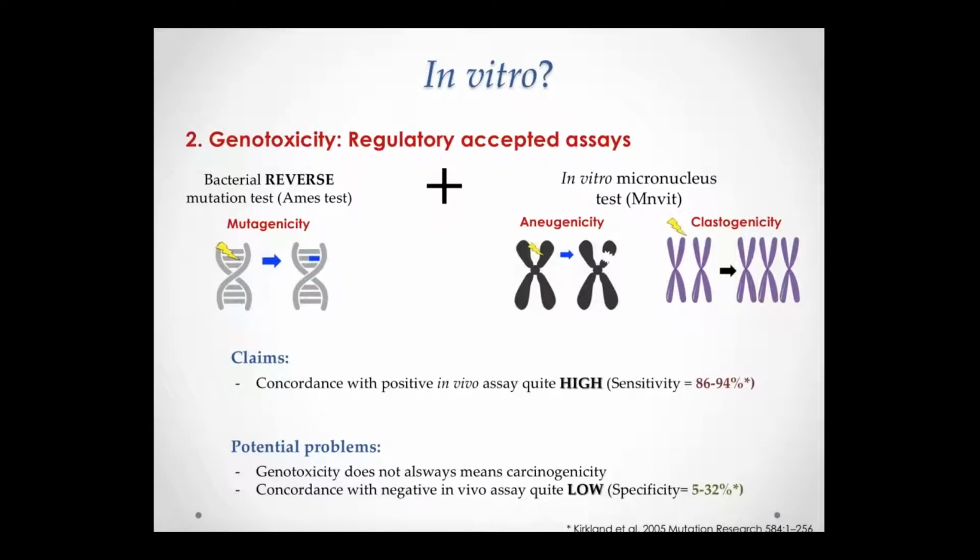In vitro, for genotoxicity, we have some regulatory accepted tests like the Ames test and the micronucleus test, which is currently one of the most commonly accepted batteries to identify genotoxicants. The claims here are that you have really high concordance with the in vivo assays. However, genotoxicity does not always mean carcinogenicity, and the concordance with the negative in vivo assays is quite low. So actually, they are really sensitive, but also produce a lot of false positives, so that's not good either.